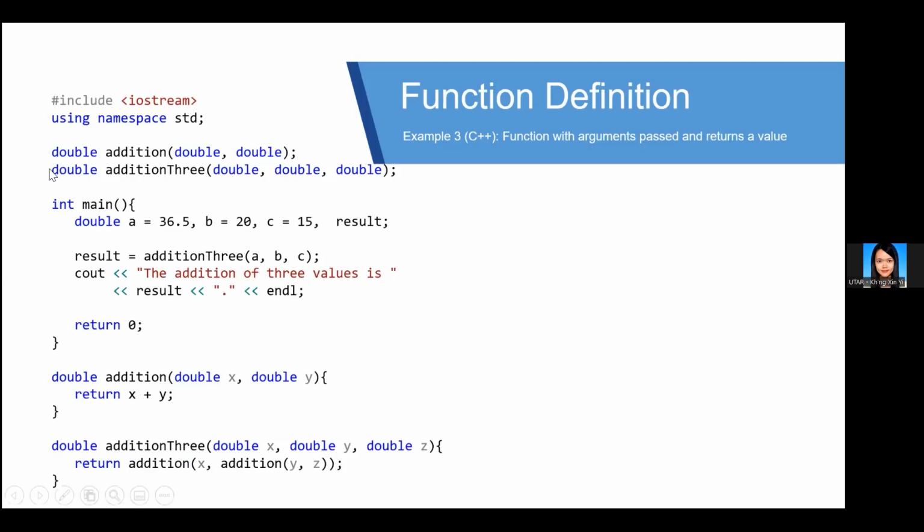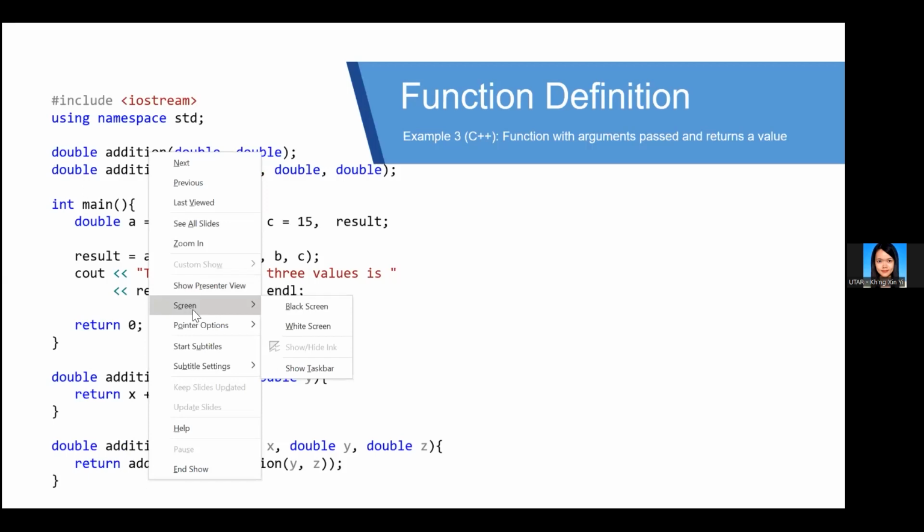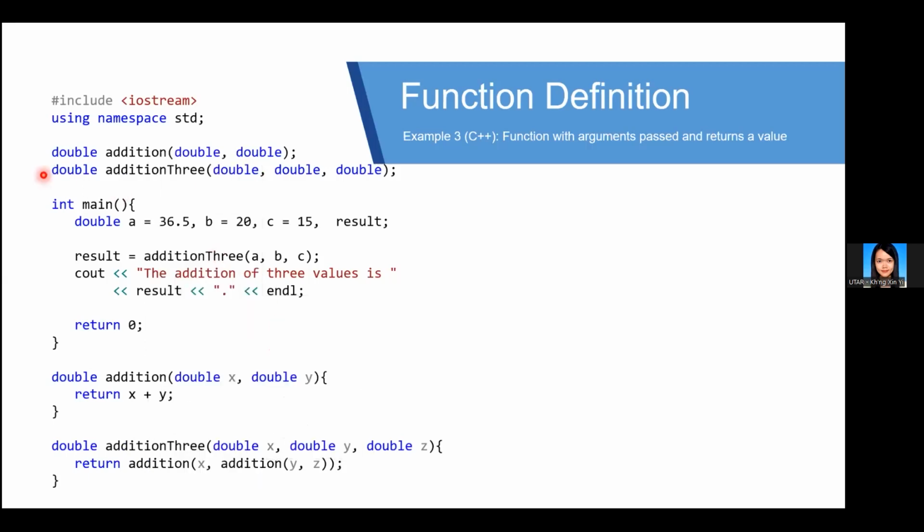So again, you can see that this is the new function declaration. We have the double addition 3 double here, which means that this addition 3 function is going to return a value of double data type. The function name is addition 3. And then we are just going to pass down 3 parameter values to the addition 3 function.